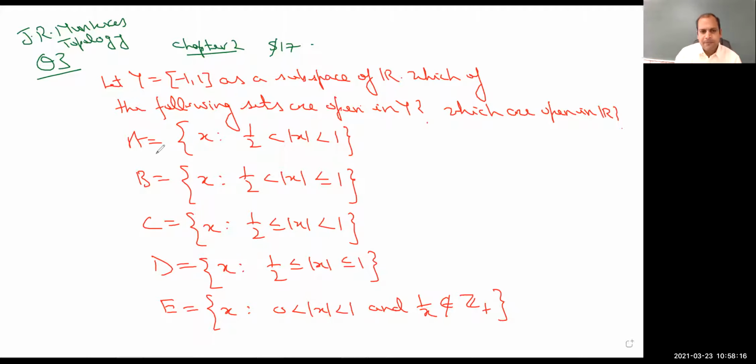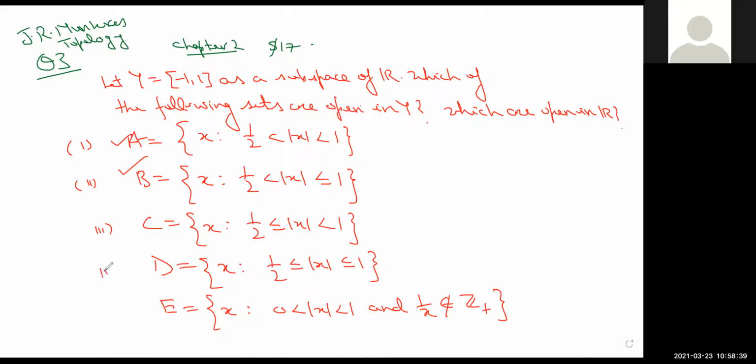This is the question which I was discussing, and the first 2 parts I have already covered. So go to the playlist, there you will find the explanation of these 2 parts. This one is not objective, we need to prove it. I need to answer whether this set A is open in Y.